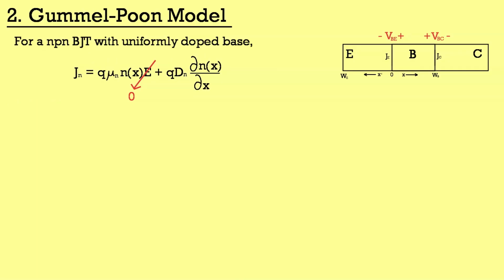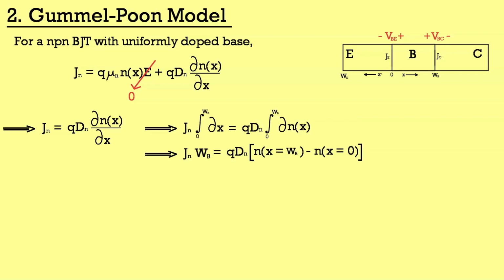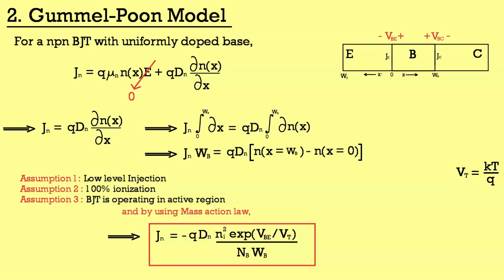We know the net free electron current density will be equal to drift current density plus diffusion current density. But here, the electric field will be equal to 0. Therefore, the net free electron current density will be equal to the diffusion current density. We will first simply integrate it, and we will assume all three assumptions which we have considered in the case of the non-uniformly doped base. And after using the mass action law, we can get the free electron current density.